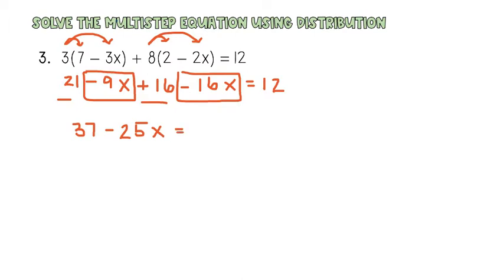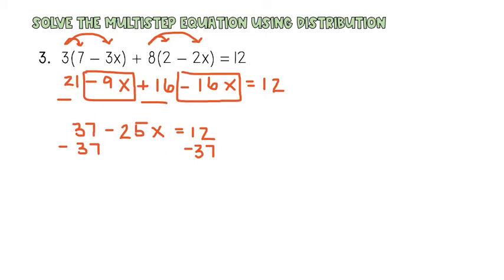Bringing down my equal sign and the number 12. I'm going to use inverse operations next. If I have a positive 37, that means I need to subtract by 37 on both sides of the equal sign, keeping it balanced.